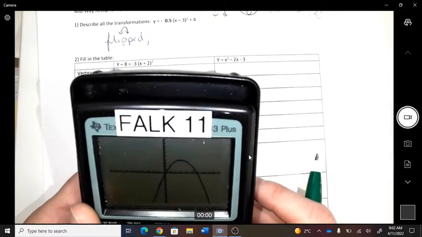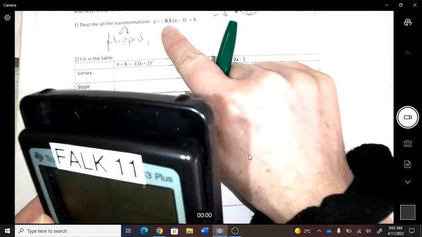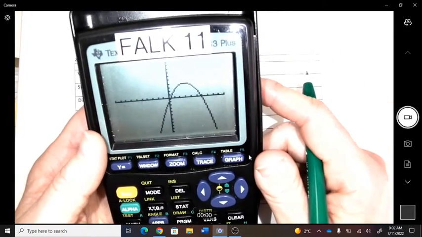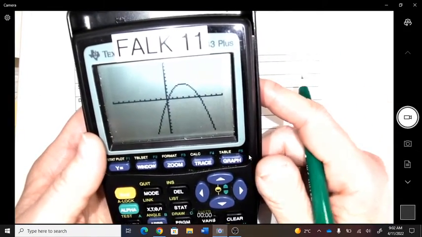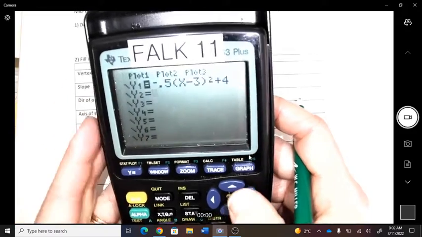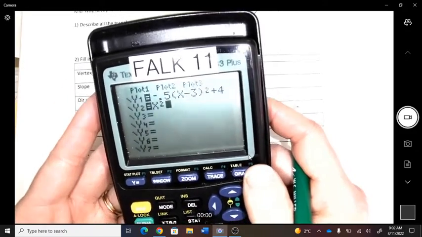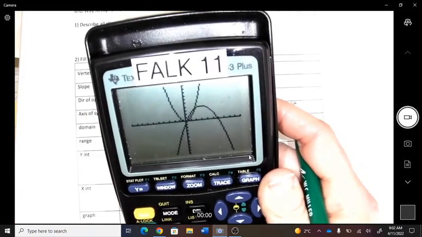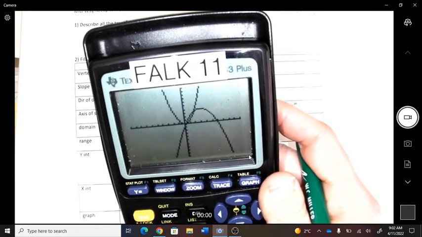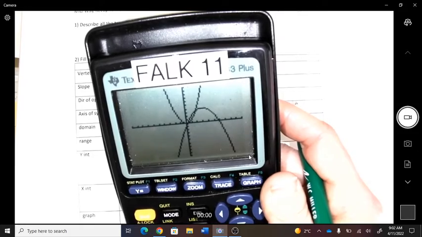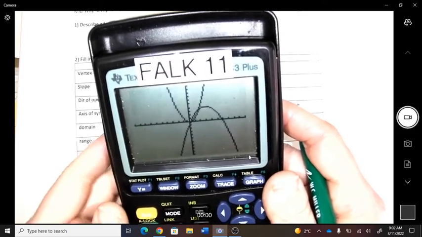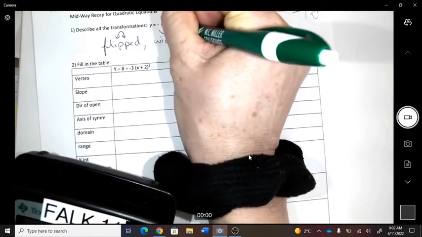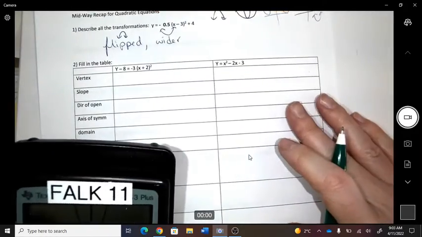Okay, this half multiplier affects its shape. What do you think? Do you think it's wider or narrow? So if you wanted to compare to just the x squared, this was the original shape. Does ours look like it got any narrower or wider because of the 1/2? It will have gotten wider. Just a little bit, it goes out.